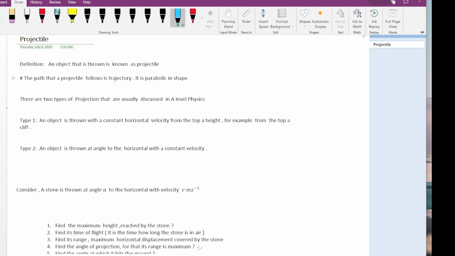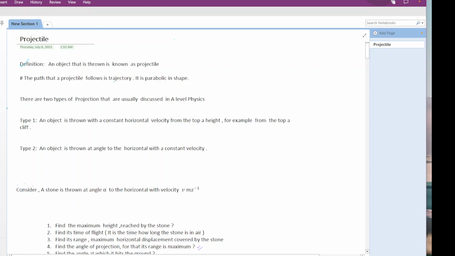An object that is thrown is known as a projectile. You can say it like that: an object that is projected is a projectile.